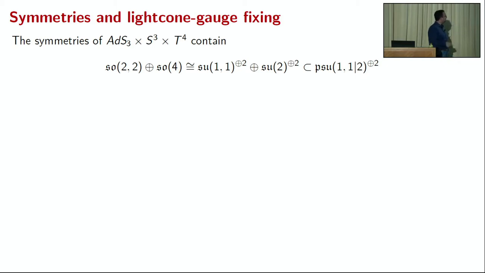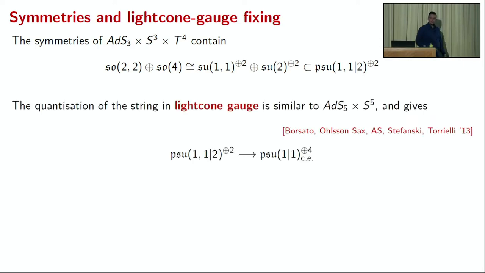This symmetry is not so important for the S matrix. The S matrix is computed in light cone gauge, and the symmetry that is important here is what you get after gauge fixing. And you actually break half of the supersymmetries. You are left with 4 PSU(1|1)s, which make for 8 supercharges, and a bunch of central extensions, which I'm just going to write for you.